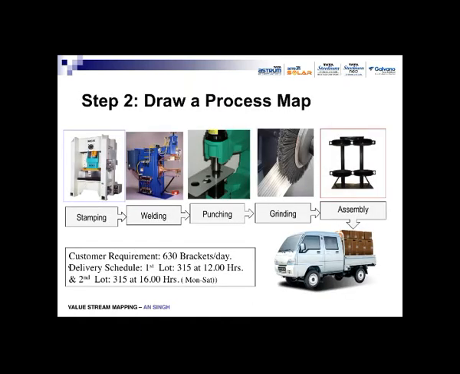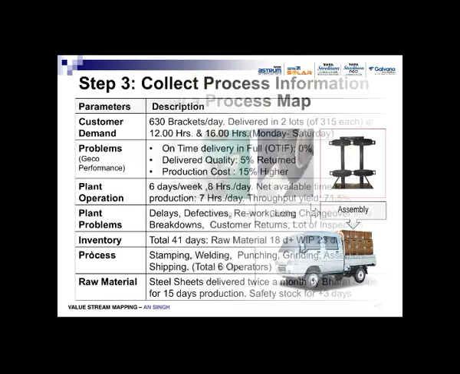Then the next step is to make a simple process map. I am sure that everybody is aware of process mapping. Here is how the material moves: stamping, welding, punching, grinding, assembly, and shipping. This is the process map. Here the customer requirement is 630 brackets per day. Delivery schedule: first lot at 12:00 hours, second lot at 16:00 hours. This is the simple process map.